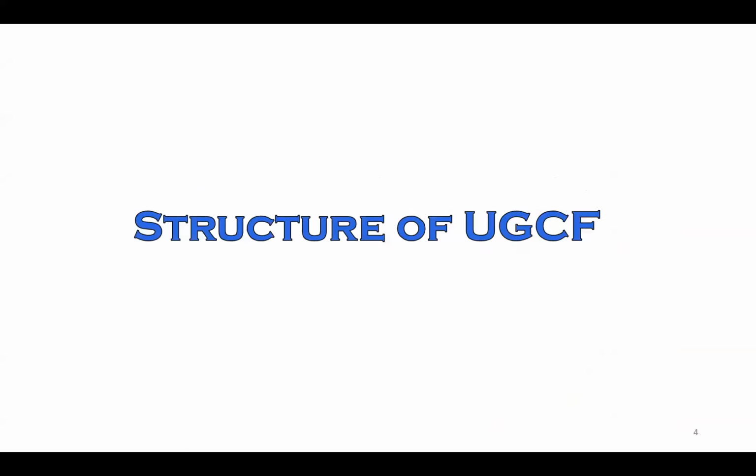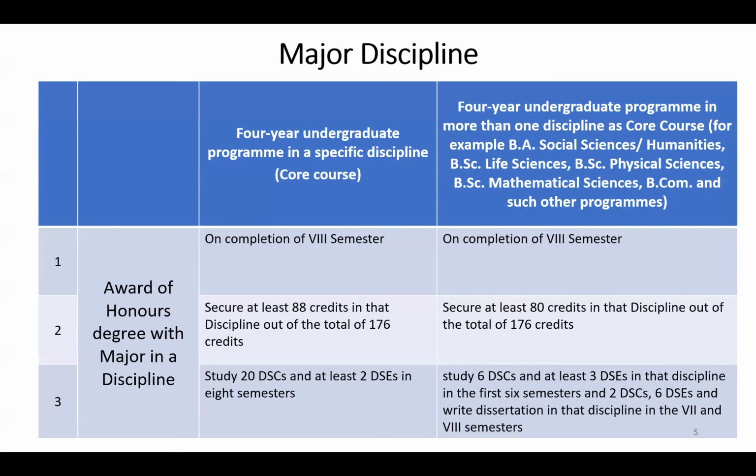Now, again, moving on to the structure of the UGCF and one very prominent question which is in all of your minds, what will your major and minor disciplines be? So for your discipline to qualify as a major discipline, there are certain criteria which need to be fulfilled. So if you can see, you can be awarded an honors degree with a major in the discipline.